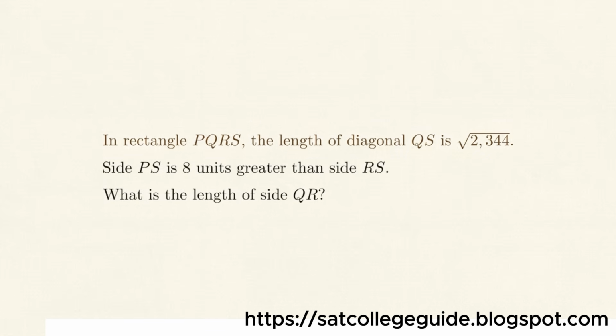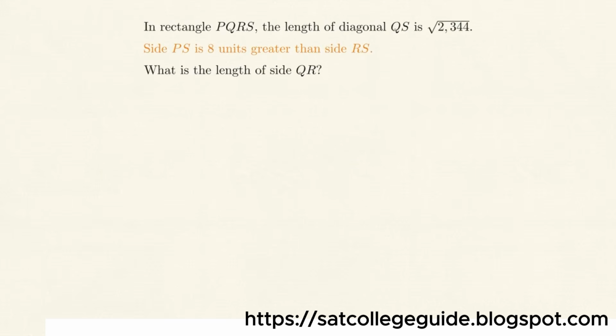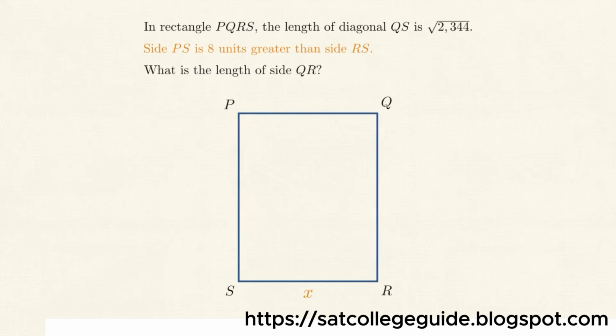This problem gives us a diagonal of the square root of 2,344 and side lengths defined by their relationship to each other. To solve this, we translate the text into algebra. We assign x to side RS. Because PS is 8 units greater, we define it as x plus 8.